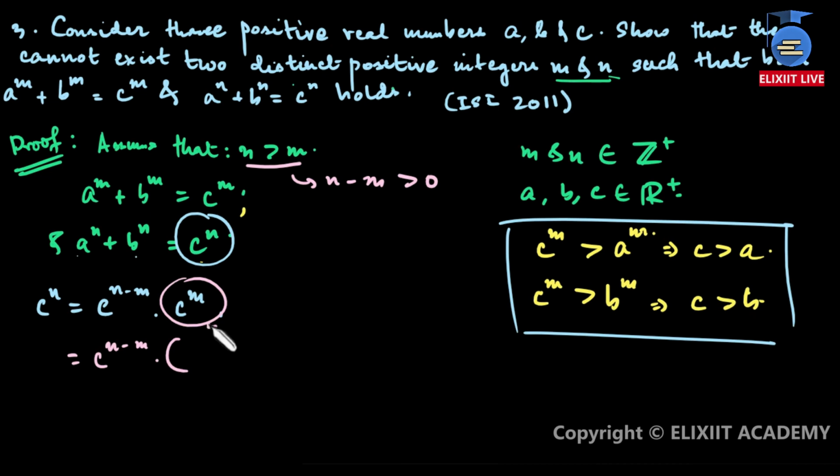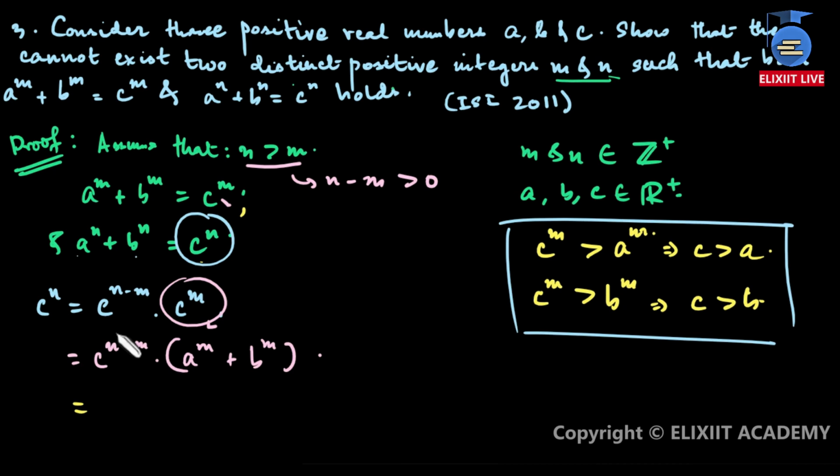Like c to the power m is there. We know the value of c to the power m. Let's write it down and see what we can get from there. C to the power m, that's given. So c to the power n is now c to the power n minus m into a to the power m plus b to the power m. Right? Also you are getting some sort of c to the power n minus m terms as well. Isn't it?